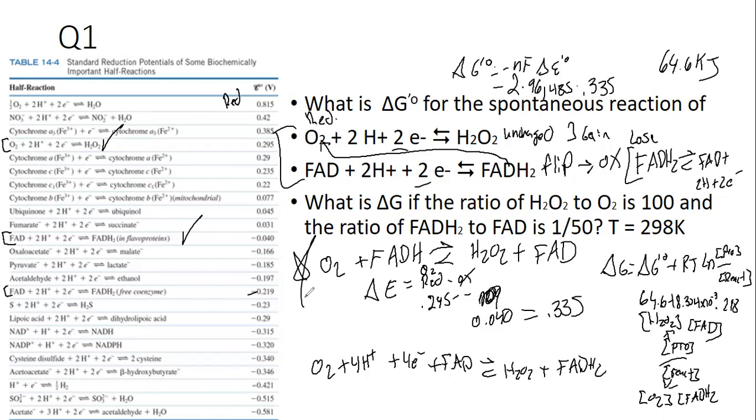And so I need a ratio. So for every 100 molecules of H2O2, I have one molecule of O2. That's what the ratio of 100 means. And for every one molecule of FADH2, I have 50 molecules of FAD. That's what 1 to 50 means. So just plug that in. H2O2 and FAD are on the top. So H2O2 we said was 100. FAD we said it's 50. So that's 5,000 divided by, and everything else is 1. So you're taking the natural log of 5,000 multiplied by RT plus delta G naught prime to get delta G. Right. Now that you've heard the explanation, does that make a little more sense, or were you confused by something I did there?